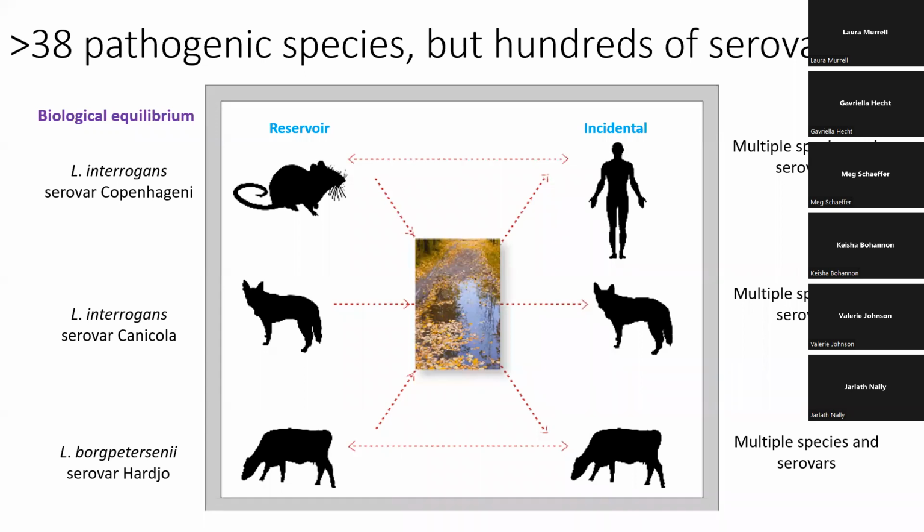However, incidental hosts are susceptible to infection with multiple species and multiple serovars. And you can see that there are multiple serovars within species. And in fact, for example, with serovar Hardjo, that also exists in different species. So the epidemiology is quite complex. Next slide.